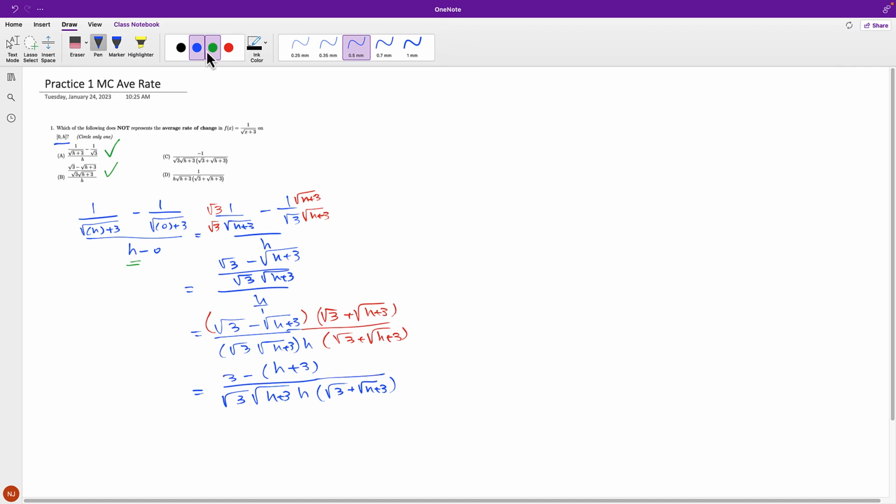Now the numerator simplifies to 3 minus h minus 3, which is minus h. And then the h and h simplify together. What is remaining from minus h is minus 1. And then I go back and I realize that that is this one. So what is remaining and didn't appear in the process is this one. So the answer is that.